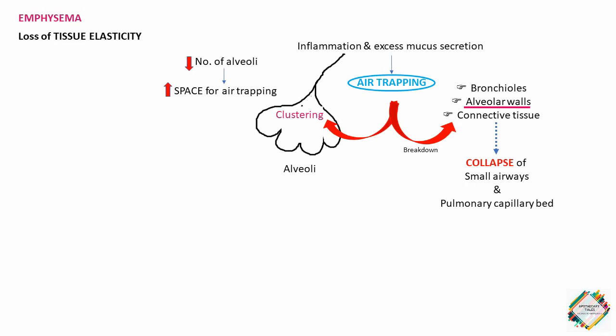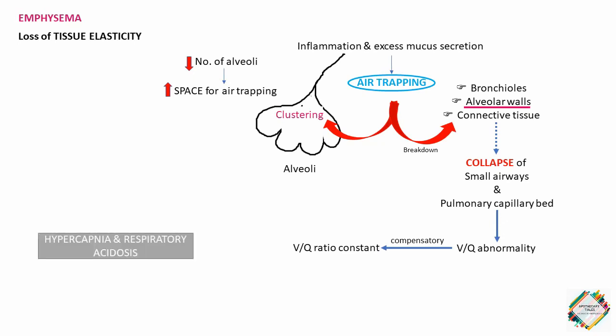These changes result in VQ abnormalities. Blood is further shunted away from destroyed areas to maintain a constant VQ ratio, unlike that seen in chronic bronchitis. Hypercapnia and respiratory acidosis are usually uncommon in emphysema because the VQ imbalance is compensated for by an increased respiratory rate. So what are the differences in the physical findings between chronic bronchitis and emphysema?